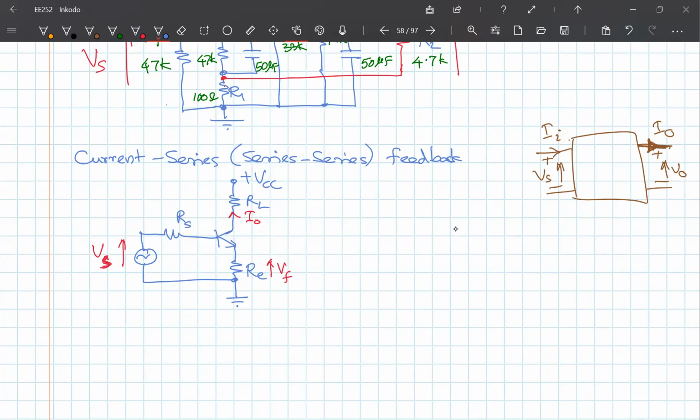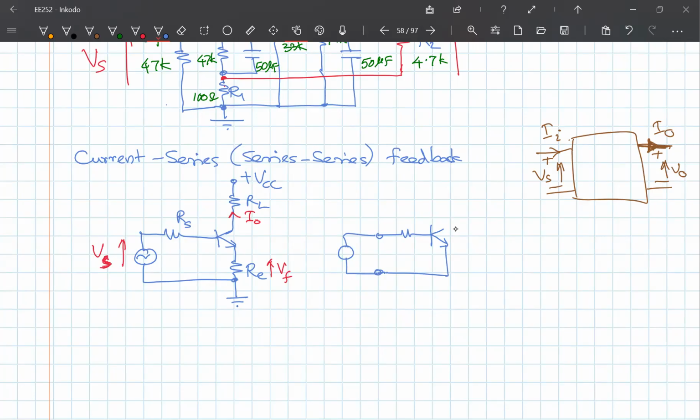If I out is 0, what will be the value of VF? VF will be 0, right? There will be no current here, so there will be no RE. Therefore, my input circuit will be without RE. So the input circuit will be something like this. Okay, so this will be my input side, and since it's a voltage source, I don't have to do anything. It is already the Thevenin voltage, right? So that is basically the input side. The output side, what do we do?